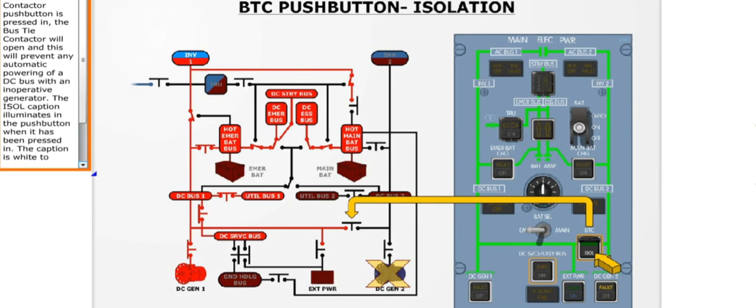If the bus tie contactor push button is pressed in, the bus tie contactor will open, and this will prevent any automatic powering of a DC bus with an inoperative generator. The isolation caption illuminates in the push button when it has been pressed in. The caption is white to indicate it is not the normal configuration.